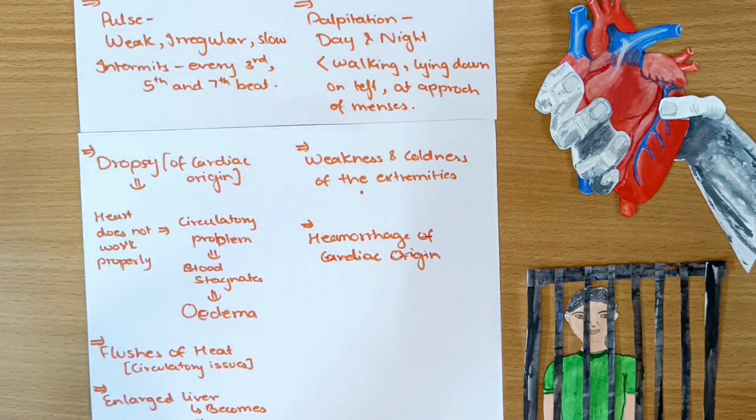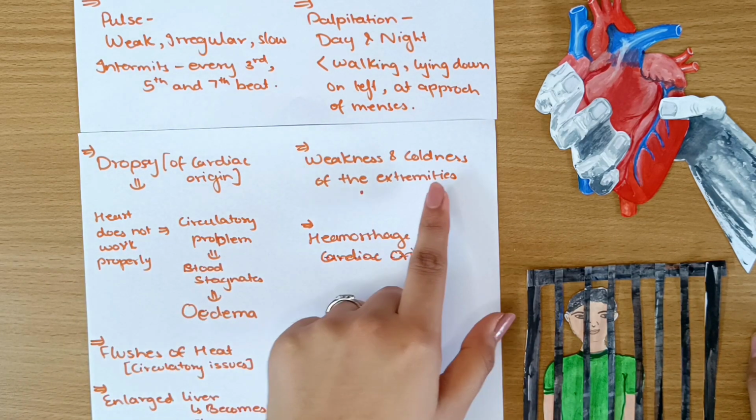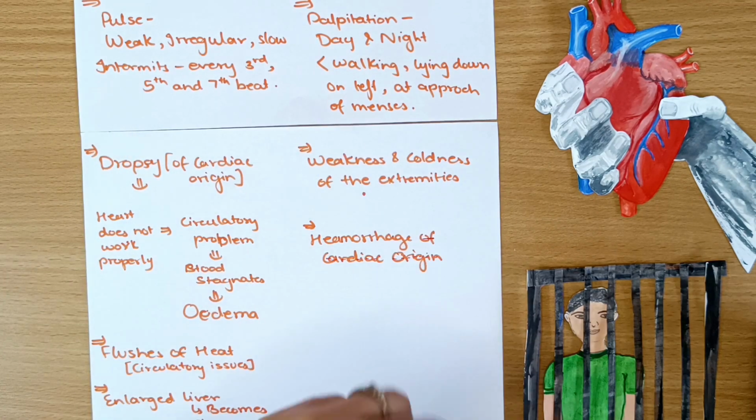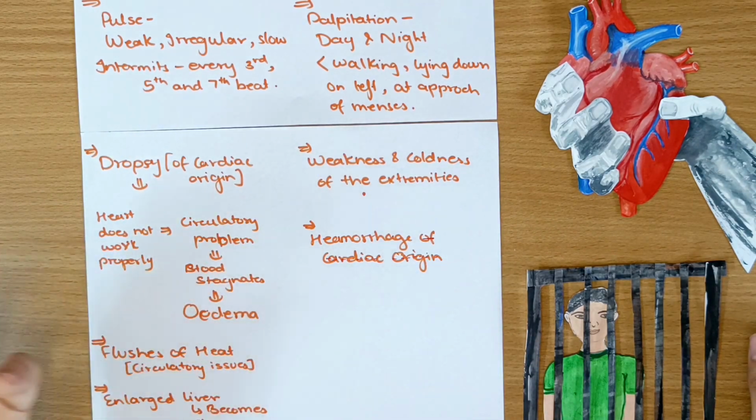Another point, we see that normally in every heart disease, because the heart is not pumping the blood properly, this makes the blood reach the extremities in a low amount. This is because it is not able to pump properly. So this makes it cold. So extremities become cold and there is weakness associated with it.